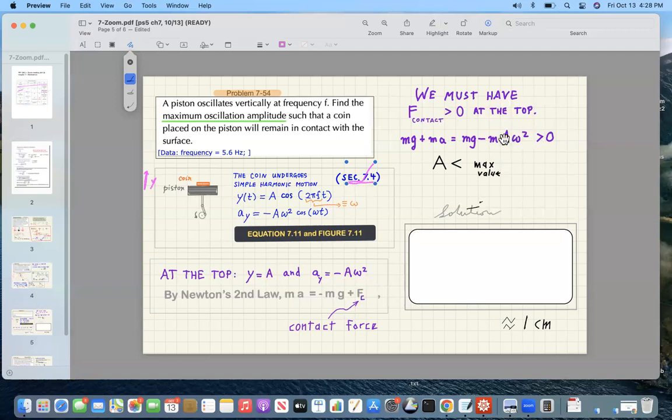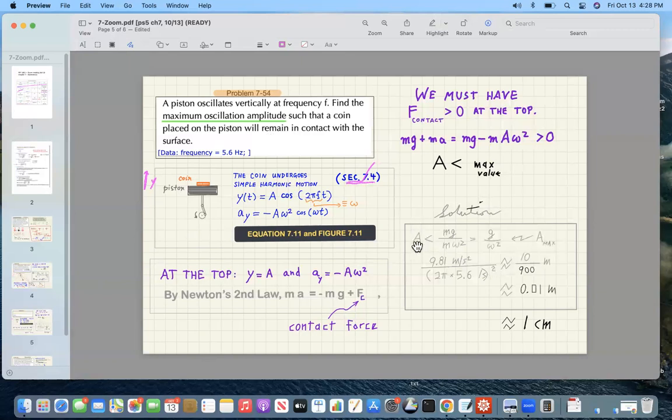The amplitude has to be, move this to the other side of the greater than sign, divide through by m omega squared. A has to be less than mg over m omega squared. And that'll be the maximum value of A. If this is moving very fast, or if it's moving very far, very long distances, the coin will come flying off the piston.